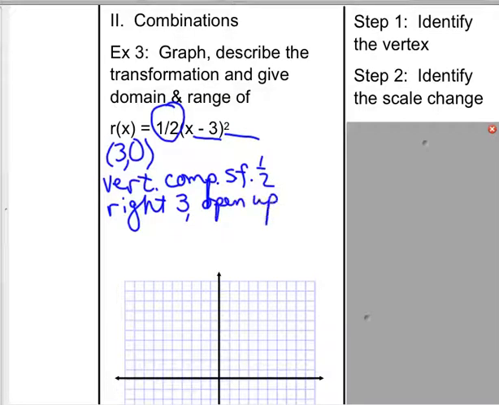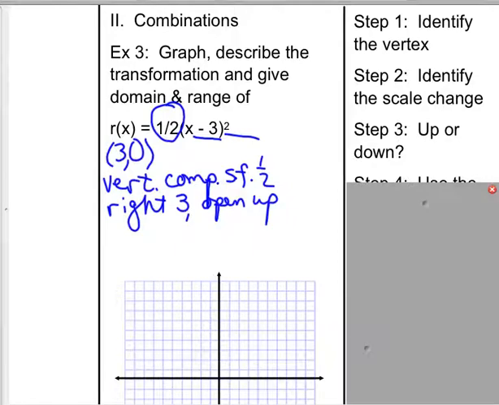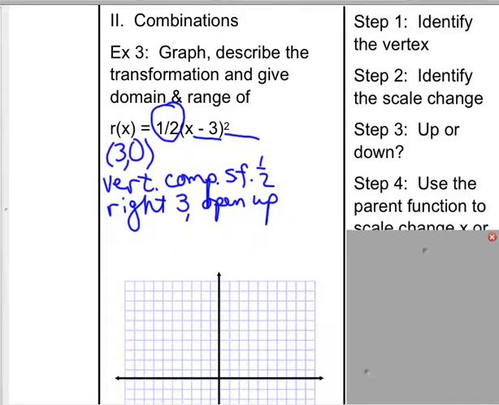Oh, that was step 3, up or down, we figured that one out. Okay, so then we will use the parent function to scale change our x or our y depending on the direction of our compression or stretch. In this case, our compression is vertical, so we will multiply our y values.